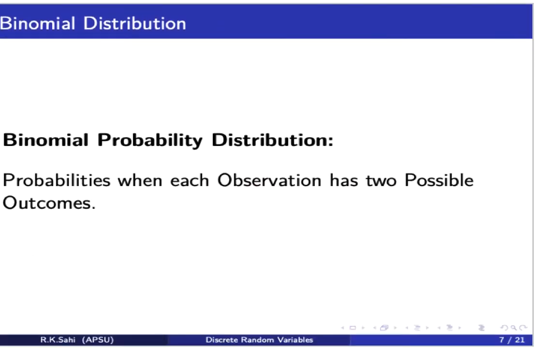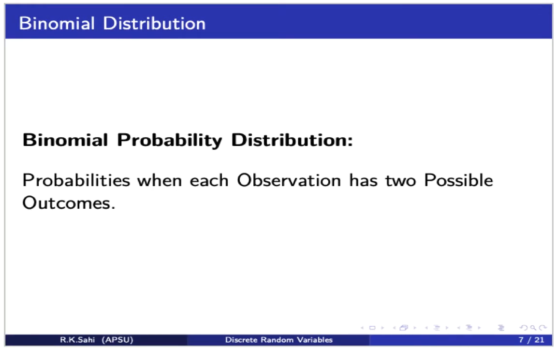Now, let's talk about a very special kind of distribution. And this distribution is binomial. Now, look at the word bi. Bi means 2. How is it connected to what we are looking at? It simply means that when we are looking at an observation, for example, if I flip a coin, there are only 2 possible outcomes. I'm either going to get a head or a tail.